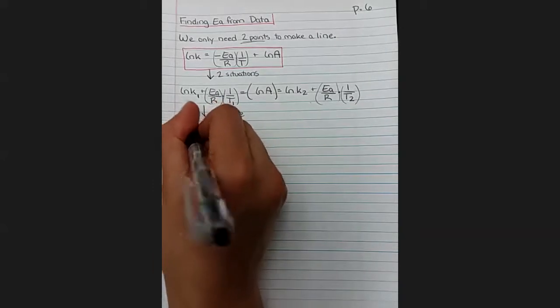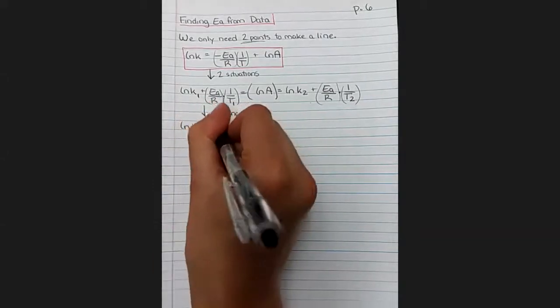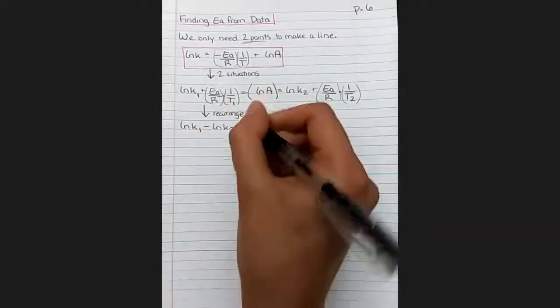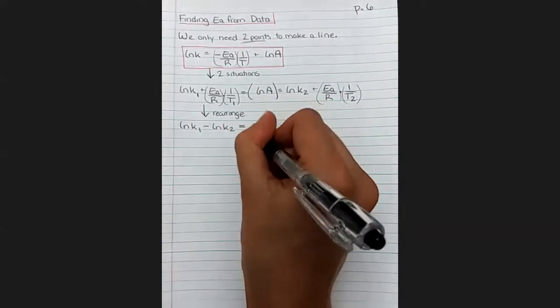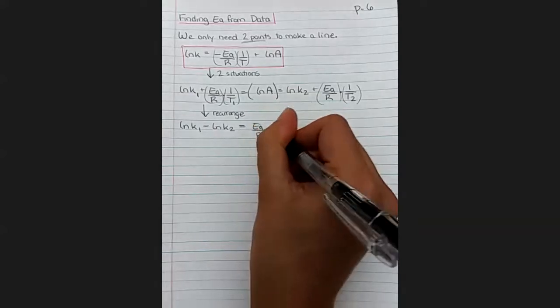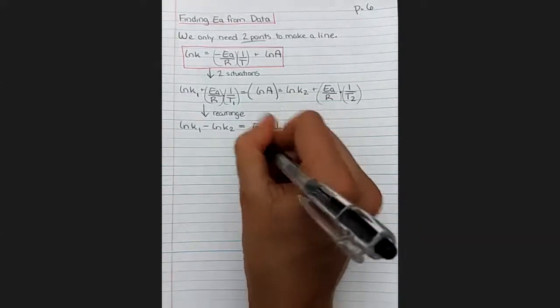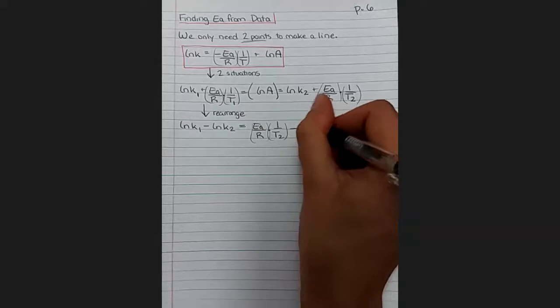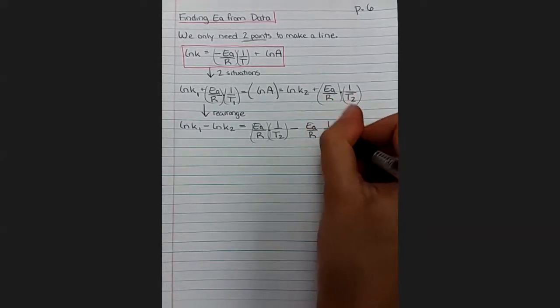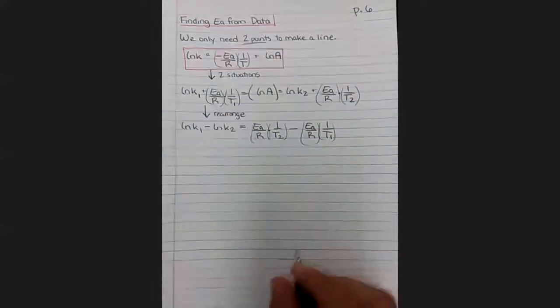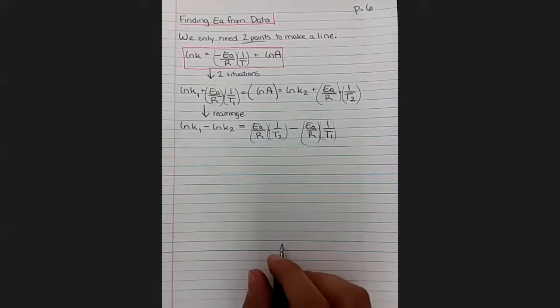So natural log of K1 minus natural log of K2 equals EA over R times 1 over temperature 2 minus EA over R times 1 over temperature 1. It's getting a bit clunky to carry around, but at least it makes a little more sense.